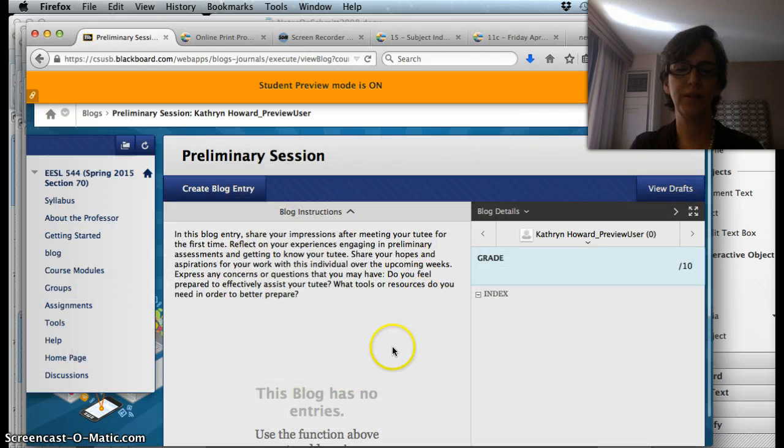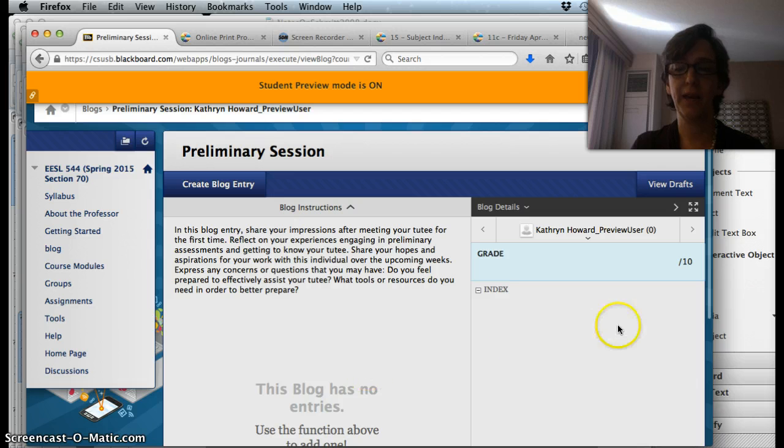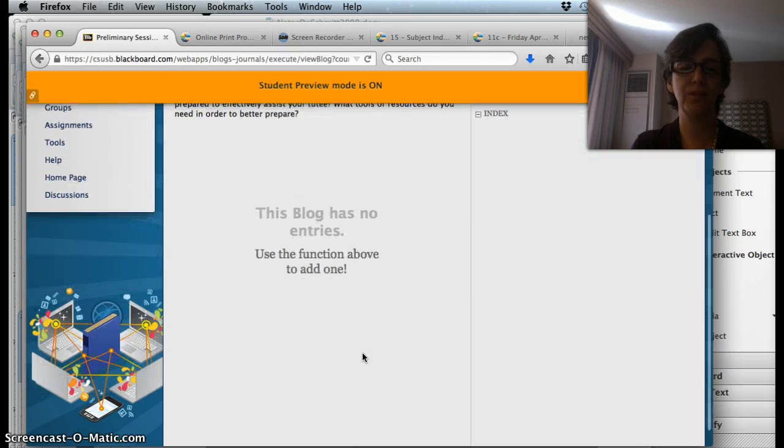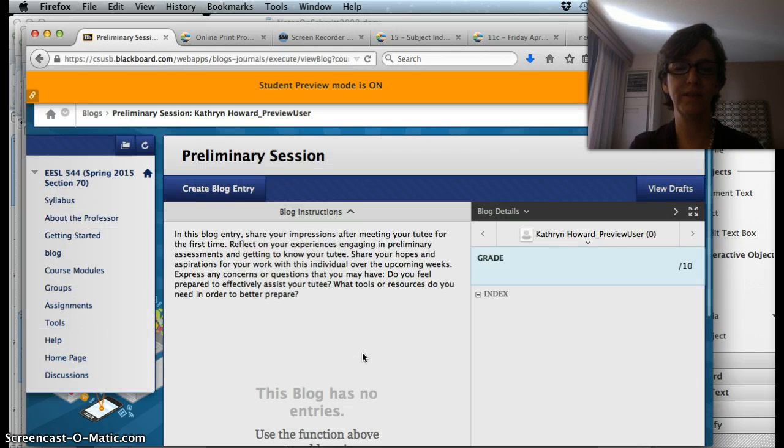And so your blog entry will show up here, and I will give you comments on it. Now when you go to read each other's blog entries, there isn't one yet, but you'll be able to click on a little button that says comment, and then you can give your classmates advice and resources.